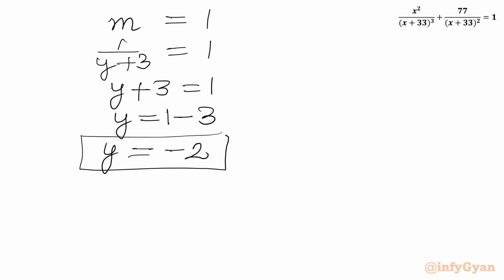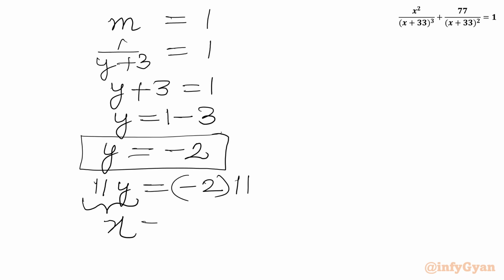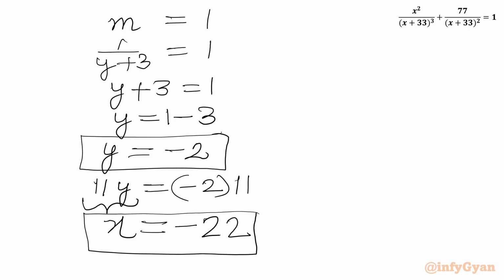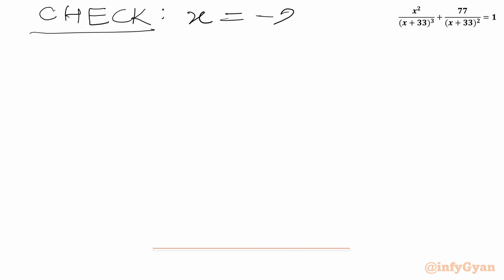Now y was our substitution at the beginning. x equal to 11y. So I will multiply both sides by 11. So I can write 11y equal to minus 2 times 11, and 11y was x. So our answer will become minus 22. Now we will verify this real solution here. Let me write here check. I will write x equal to negative 22.